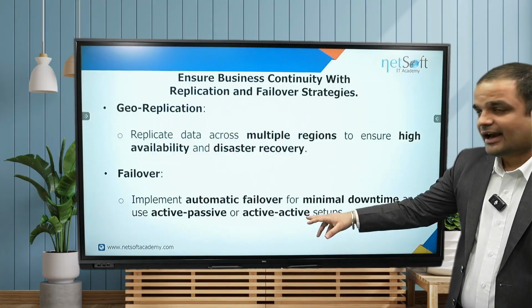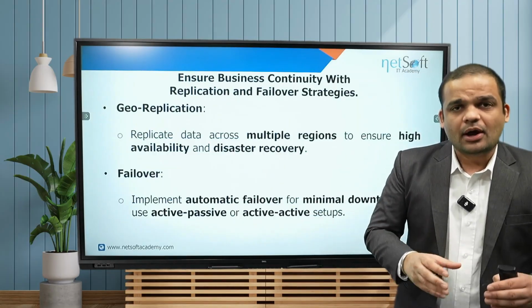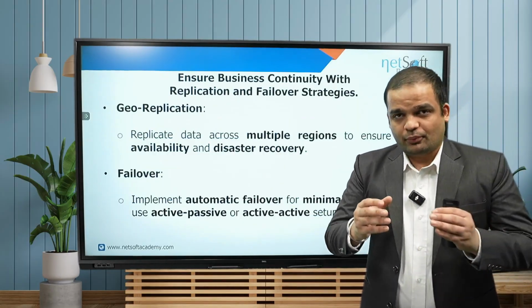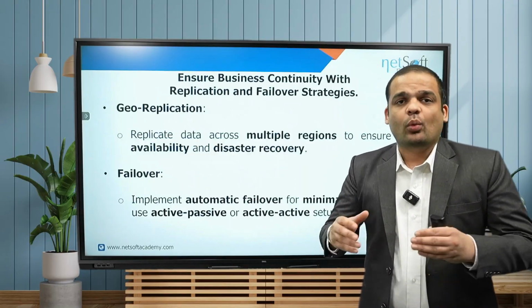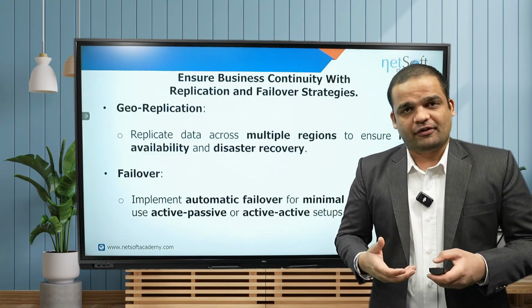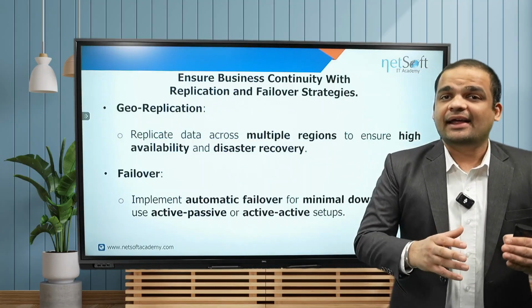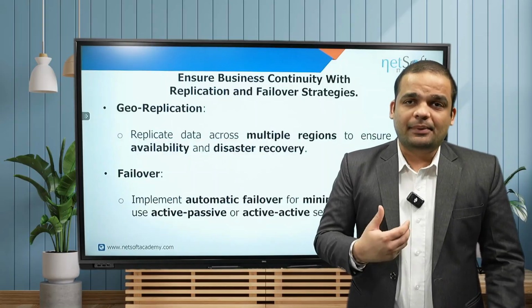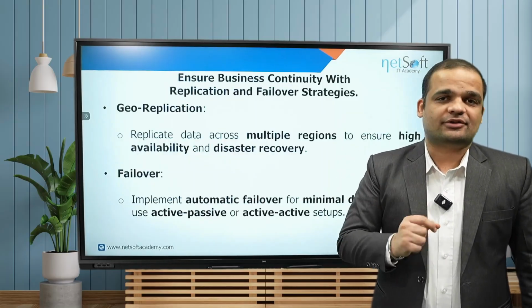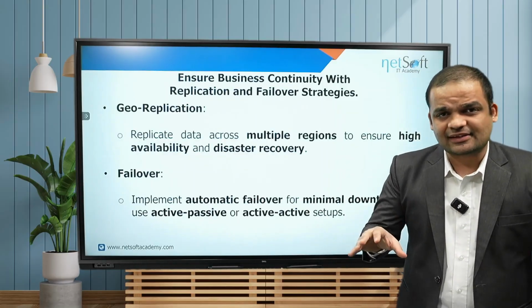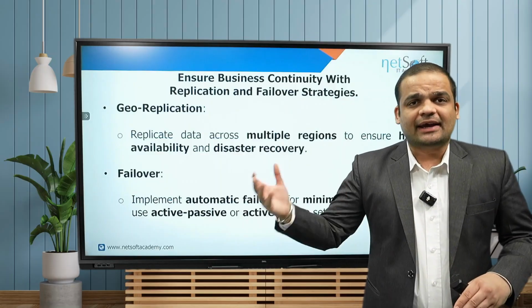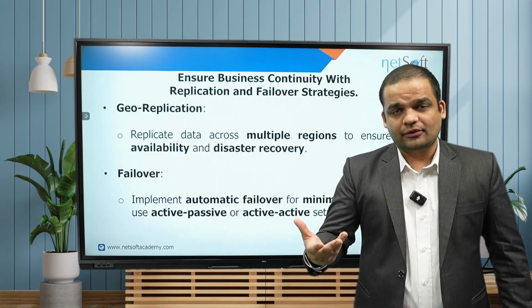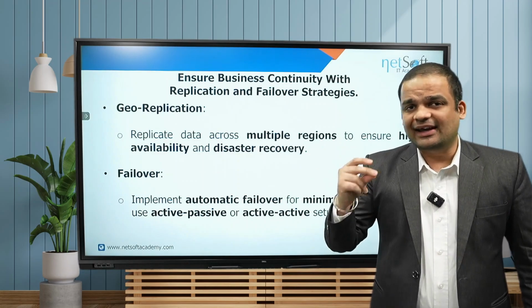The next one is active-active. Here, both regions, primary and secondary, will actually serve the traffic or requests and can handle workloads equally, providing high availability with minimum disruption. Now, in this case, if the primary is down, the secondary is already working, so the failover will be almost instant.